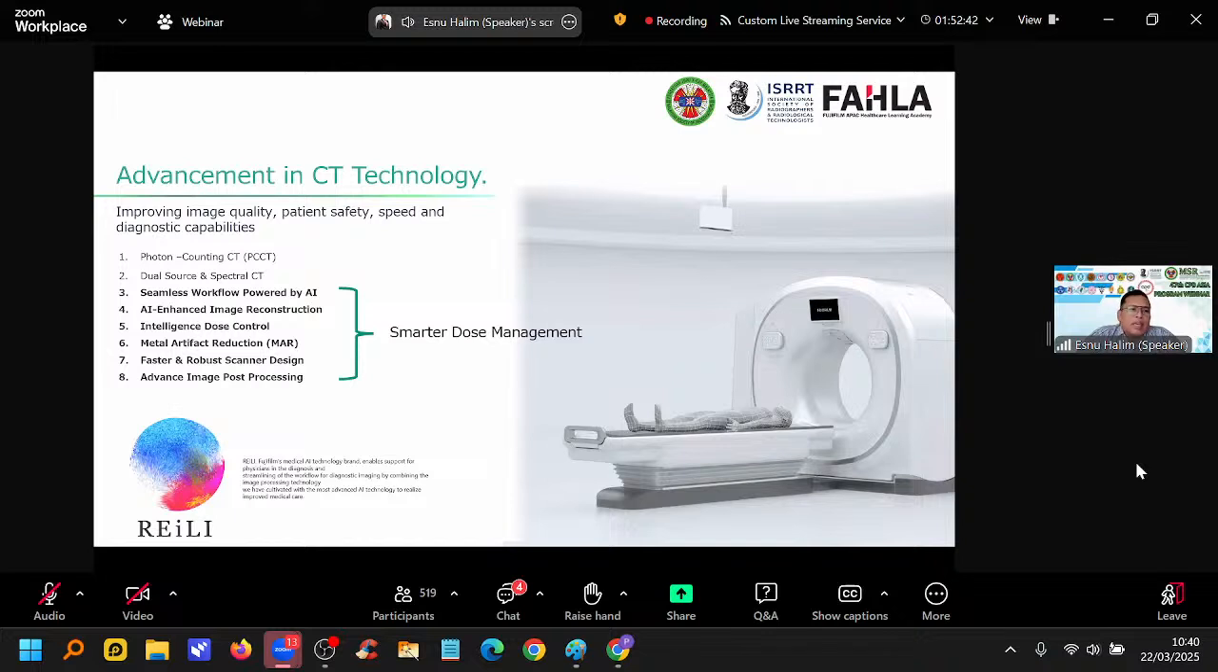That means looking at the workhorse system, focused on seamless workflow integrated with AI. We look at AI-enhanced image reconstruction and how it helps. We look into the intelligent dose control tools that we use to manage and control dose. We look at artifact reduction. We look at the scanner design itself, the existing workhorse scanner design. And then we also look at how the advancement of image post-processing workstations can assist in dose management. All of these contribute to smarter dose management.